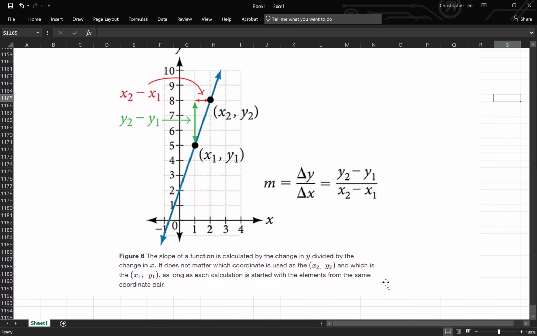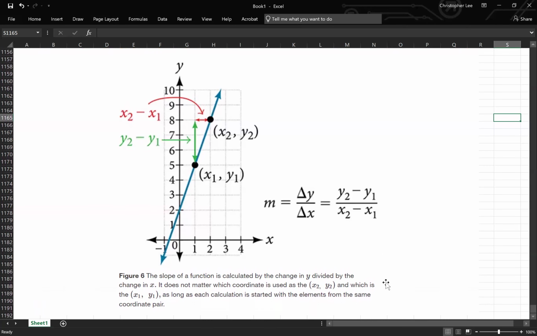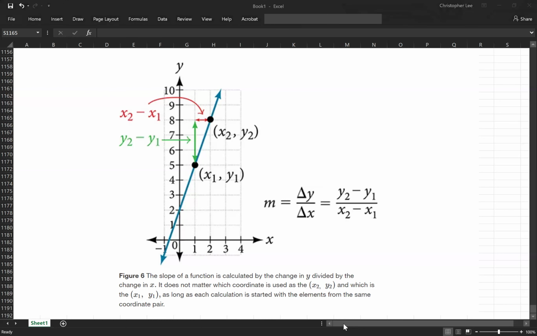The slope of a function is calculated by the change in y divided by the change in x. It does not matter which coordinate is used as x2, y2 and which one is used as x1, y1, as long as each calculation is started with the elements from the same coordinate pair. So if you wanted to do the reverse, say you wanted to do the bottom point first and then the top point, that's fine, as long as you're consistent. If I start with the bottom on the top, then I got to start with the bottom on the bottom of the formula. That's it. Gotta be consistent.